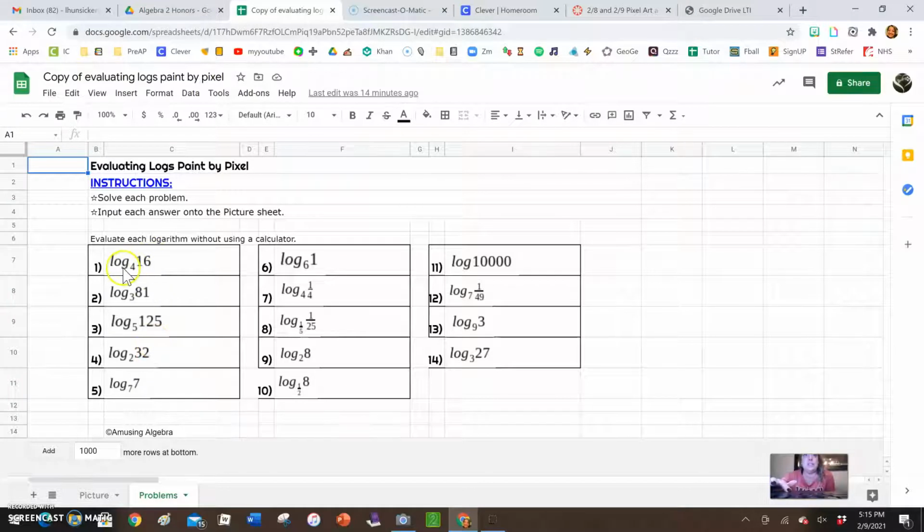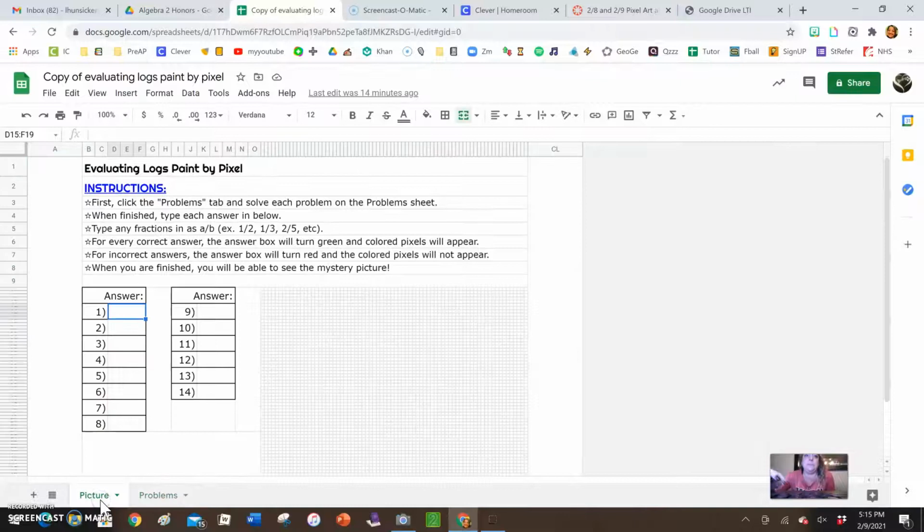So number 1 says the log of 16 with a base of 4. So what is that exponent? In exponential form, this is going to be 4 to the what power equals 16. And that answer is a 2. So we're going to go down to the picture, go in here where number 1 is, and type in a 2. When you hit enter, it should turn green if you're correct. Now if you're incorrect, it's going to turn red. But notice I got some little pixel thingies popping up, okay?